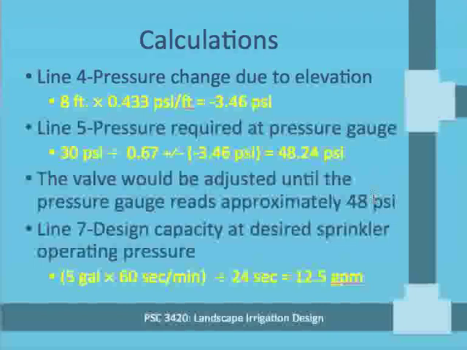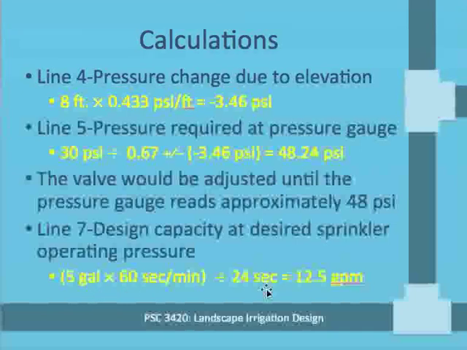Finally, the design capacity at the desired operating pressure is calculated by multiplying the container size by 60, that's just the number of seconds in a minute, and then dividing that number by the time it took to fill the container, which in this case was 24 seconds.